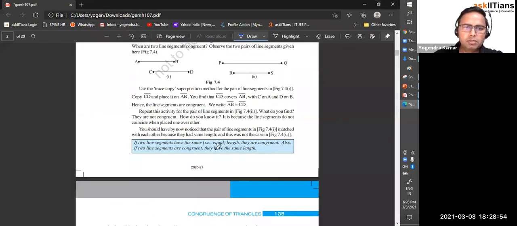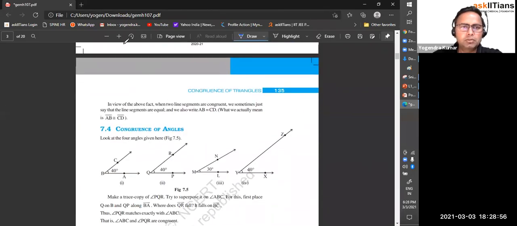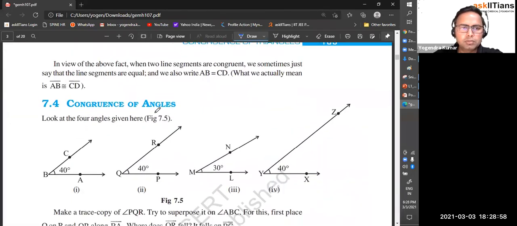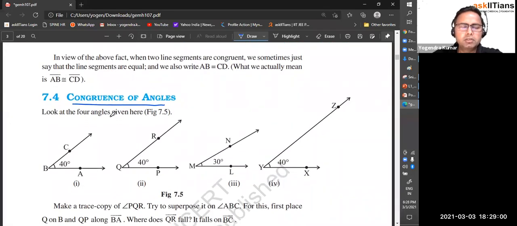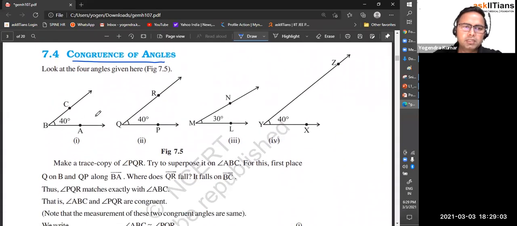We can see from the book, from your textbook itself. So this is what it is there. Now, what is congruency of angles? Equal angles are congruent. Angle ABC is congruent to angle PQR, right? So in shapes and all, we can say that they are equal, just simply you say that they are equal, so they are congruent.